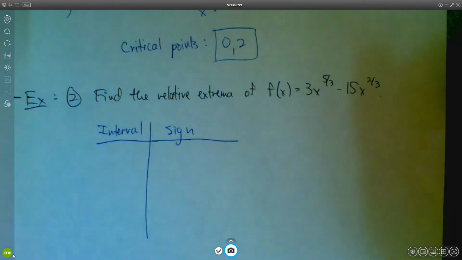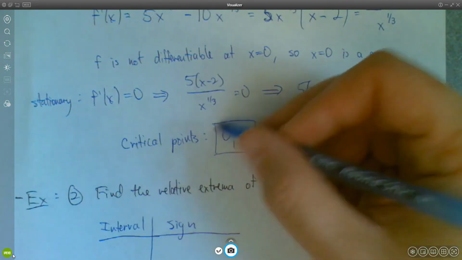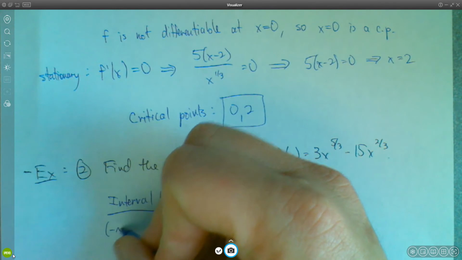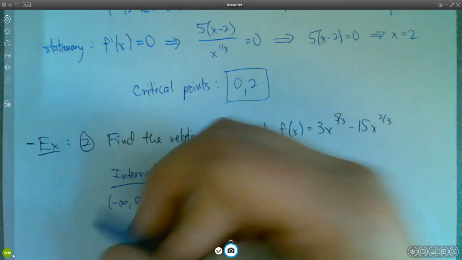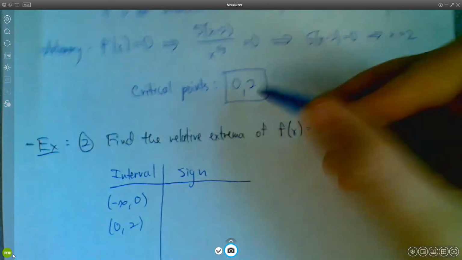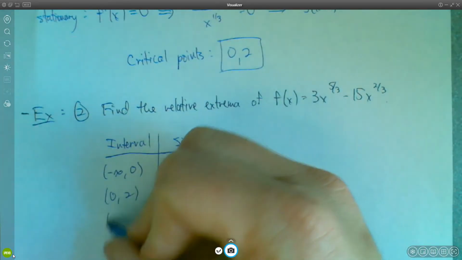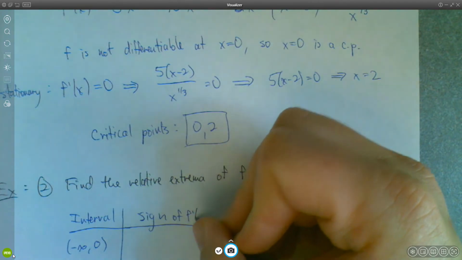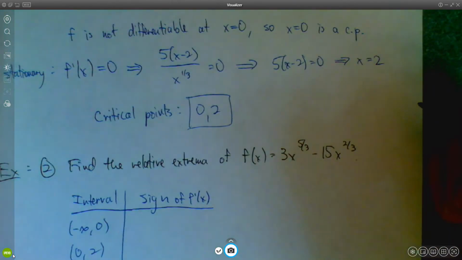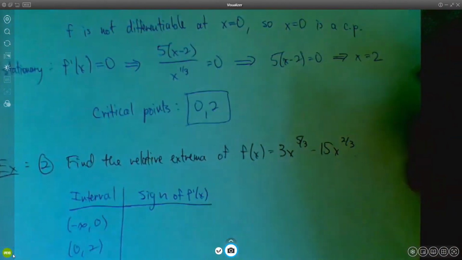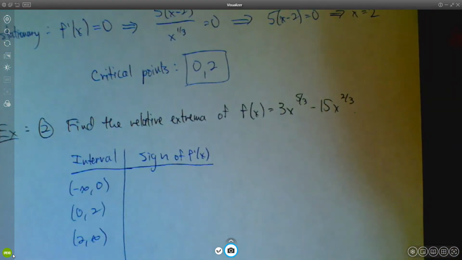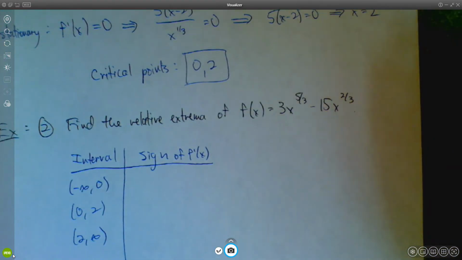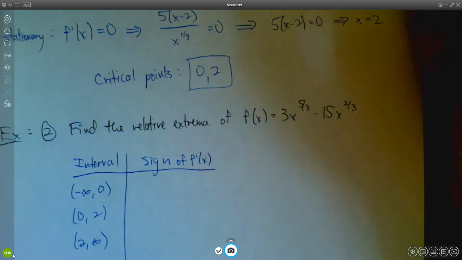So we have all the numbers to the left of 0, we'll say negative infinity to 0. And then we have the numbers between 0 and 2. And then we have the numbers bigger than 2, 2 to infinity. And then we're going to plug these into that first derivative to see where it's positive and where it's negative. Okay, so let's do that.